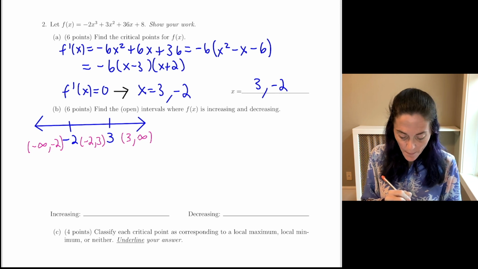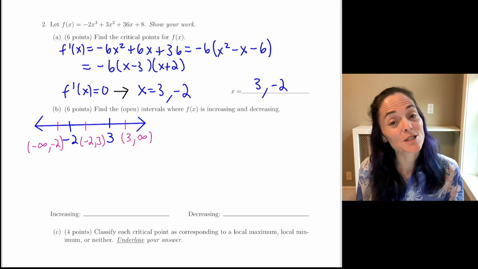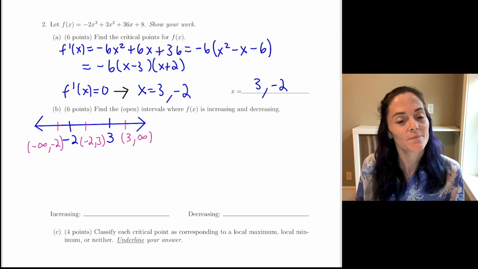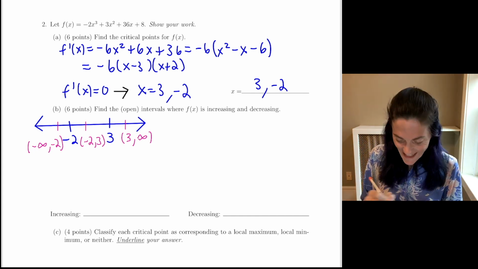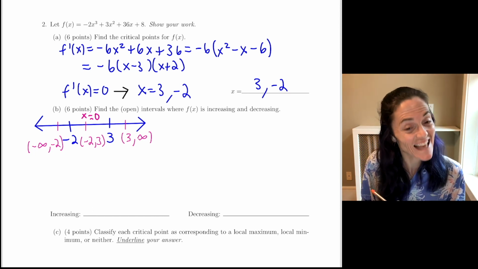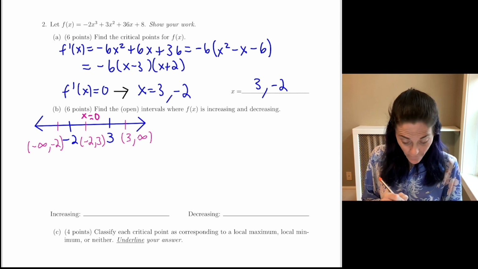Then we pick a point in each interval. I'm interested in the sign of the derivative on each open interval. So let's pick 0. That's an easy one to pick. Typically, it's very wonderful to evaluate things at 0. And let's pick 4. And let's pick negative 3.